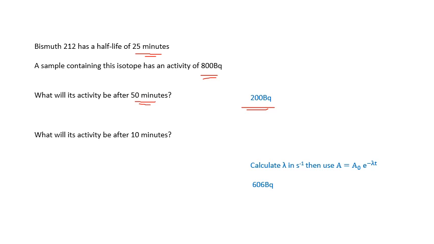For the second bit, the time is not a multiple of half-lives. So what you need to do is work out the decay constant from the half-life, and then use A equals A naught e to the minus lambda t. And if you've done that correctly, you should have got 606 becquerel.